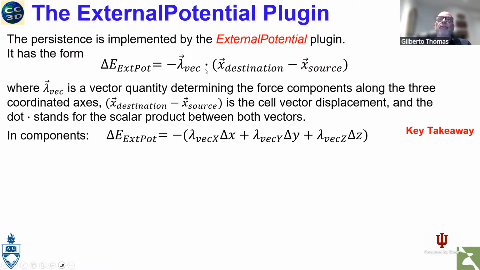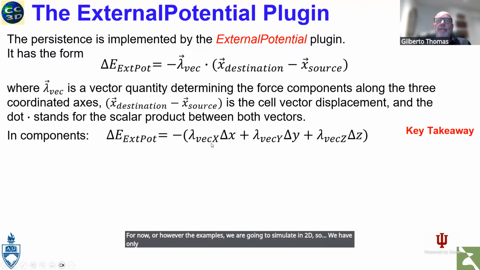Performing the scalar product, we have these three terms, x, y, and z, if you are simulating in 3D, for example. For now, for our examples, we are going to simulate in 2D, so we only have to take care of vec x and vec y. Right?